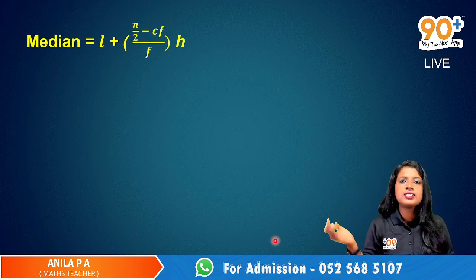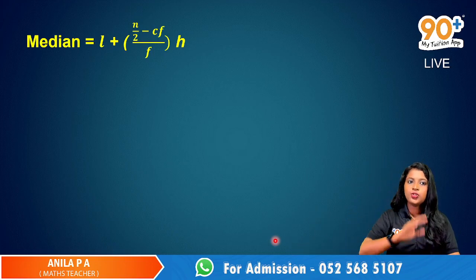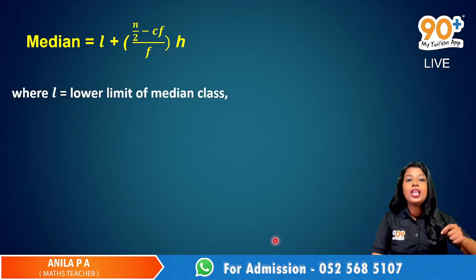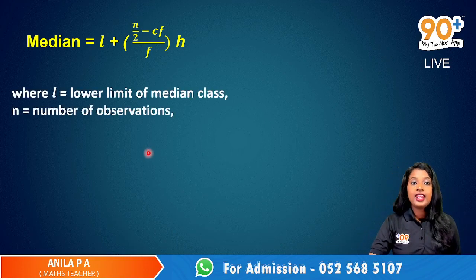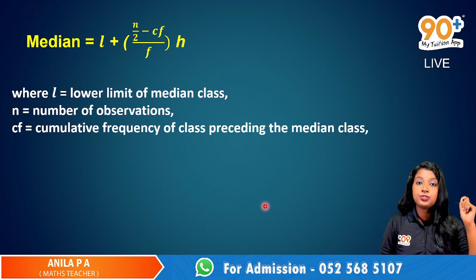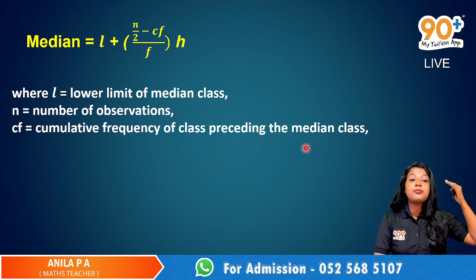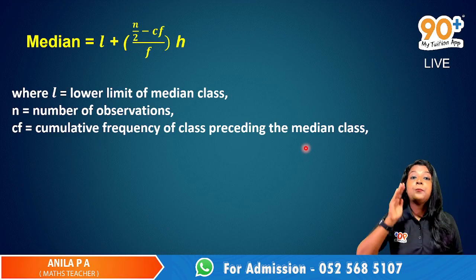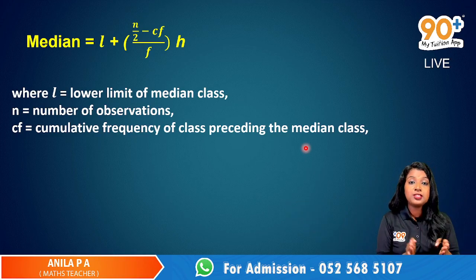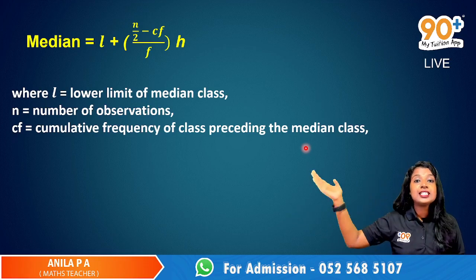And what all are this L, n by 2 and all those things? We have already seen n by 2, so no worries about that. What about the other things? L is the lower limit of the median class. Then n is the number of observations. Then CF. You have to consider the CF very carefully, because CF is the cumulative frequency of the class preceding the median class. It is not the cumulative frequency of the median class. It is the CF of the class preceding the median class.